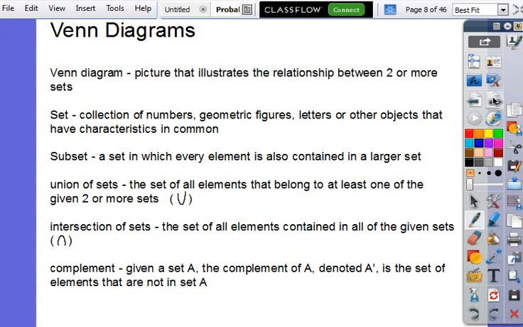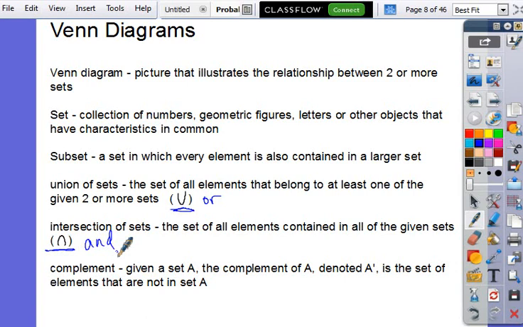These next two are very important. Union: the set of all elements that belong to at least one of the given two or more sets. That's important. When you see that symbol, that means union. It means if it's in either one of them, it's going to be in the answer. Intersection: the set of all elements that are contained in all the given sets. That's that little symbol. Union is more like an "or" statement. Intersection is more like an "and" statement. So union is saying if it's in either one, it's going to work. Intersection is saying it's got to be in this one and that one for it to work.